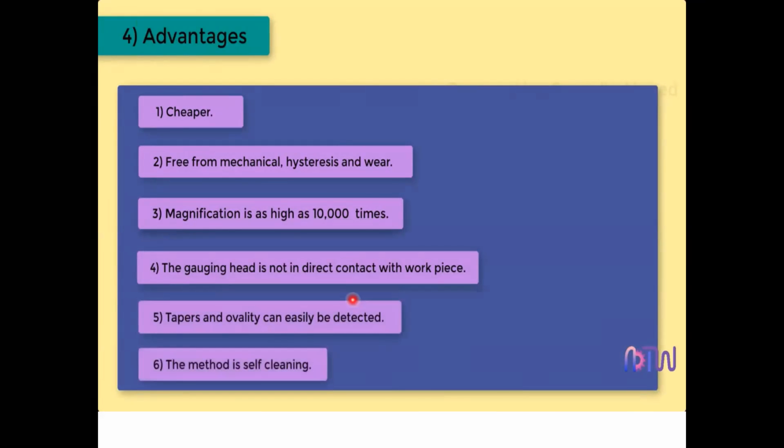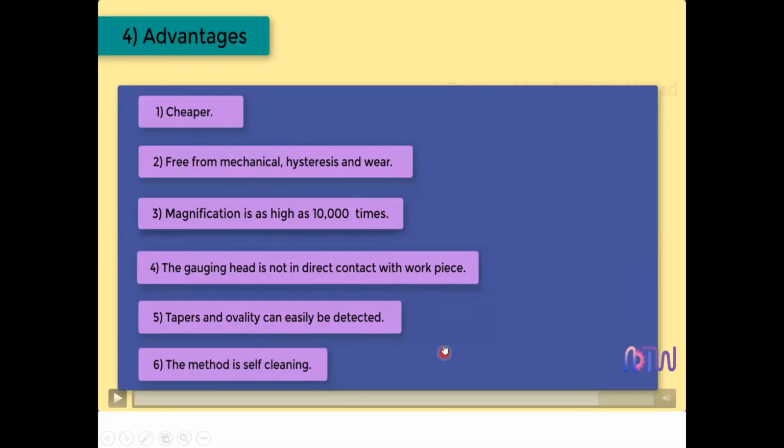The method is self-cleaning due to continuous flow of air through the jets. Observe the advantages here. It is cheaper, free from mechanical hysteresis and wear, with no moving parts. Magnification is also higher, 10,000 times. The gauging head is not in direct contact with the workpiece. That means only air passes between the measuring head and the inner surface of the cylinder. There is no direct contact. Tapers and ovality can also be detected.